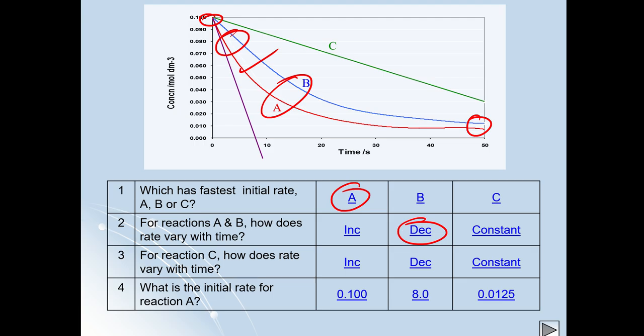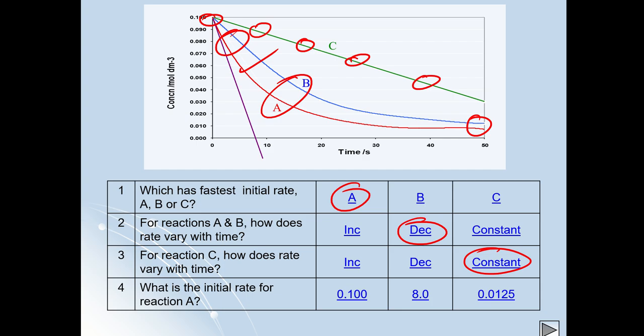For C, how does the rate of reaction vary with time? Well, if you look at C, we said the rate of reaction was the gradient of the line. This is a straight line, so for those of you who are mathematical, okay, although you don't need to be that mathematical to work that out, the straight line has the same gradient no matter what part of that line you go from, so therefore the rate of reaction when I change the concentration of C is constant.